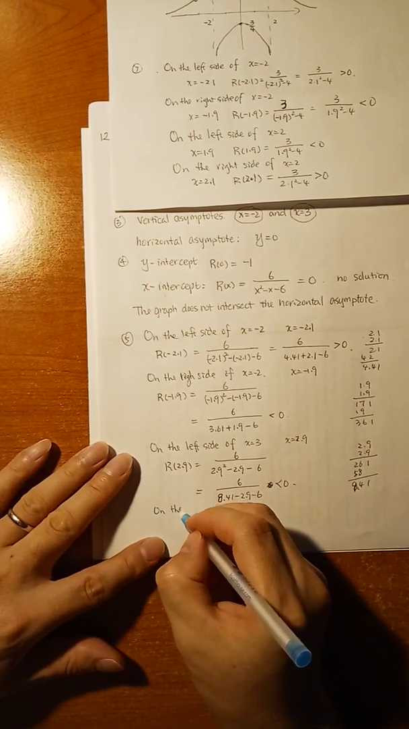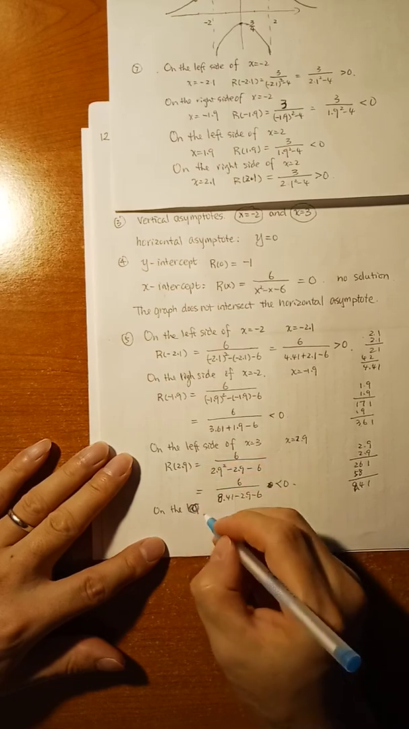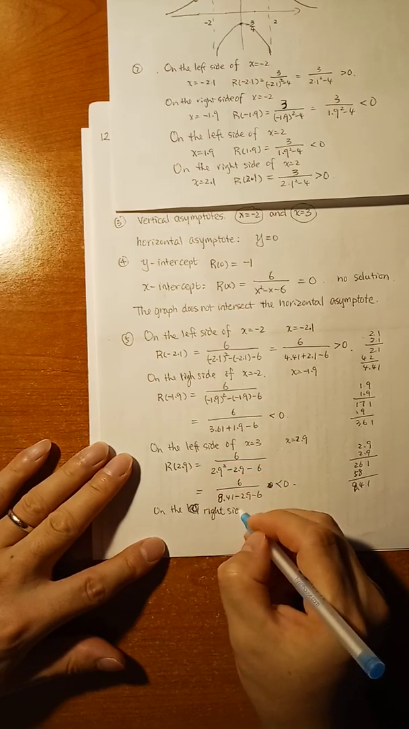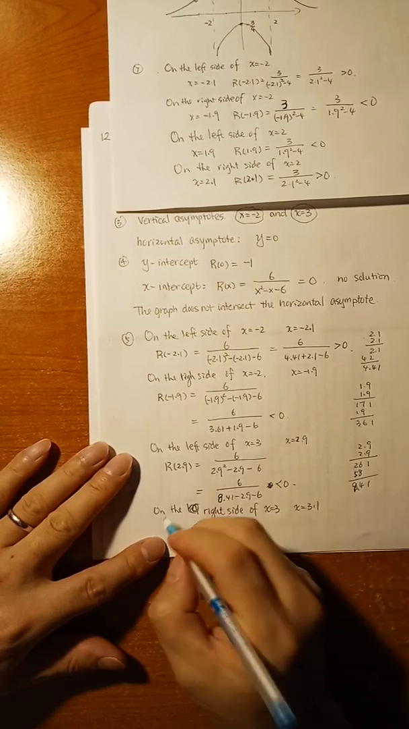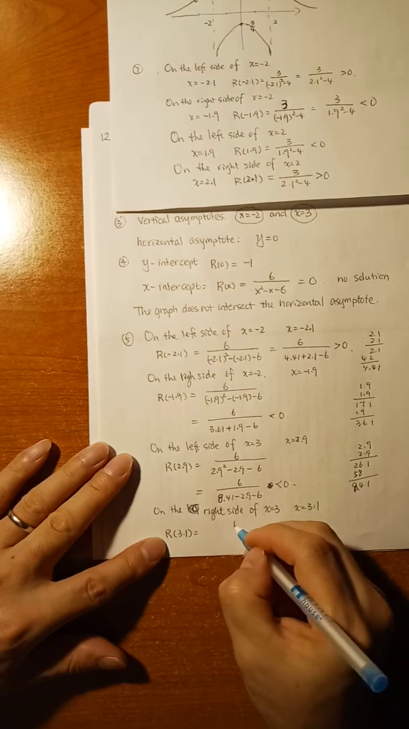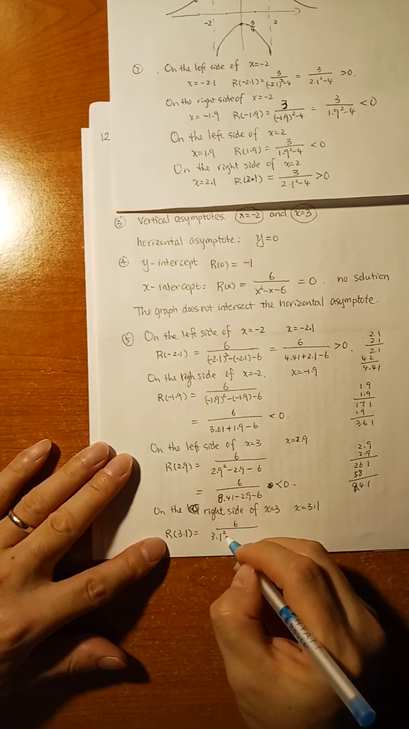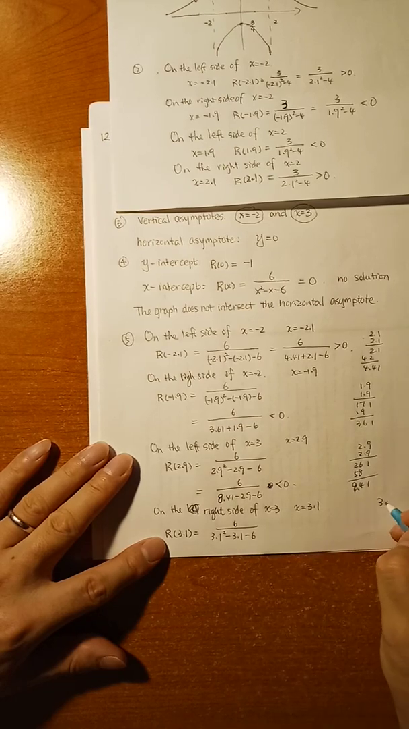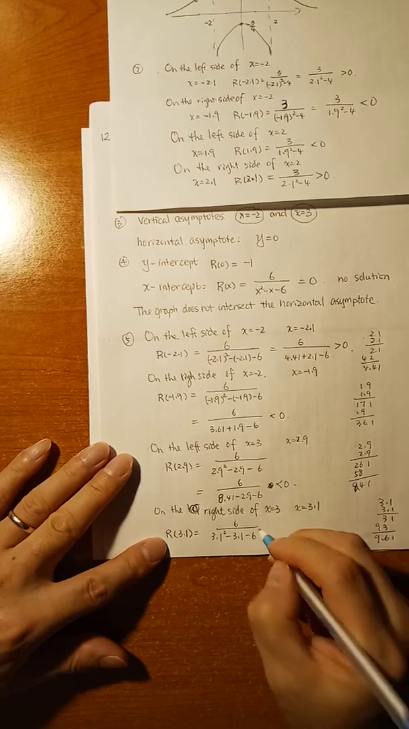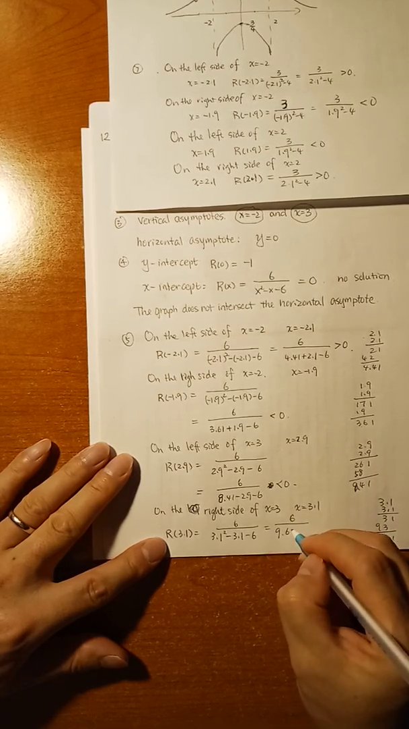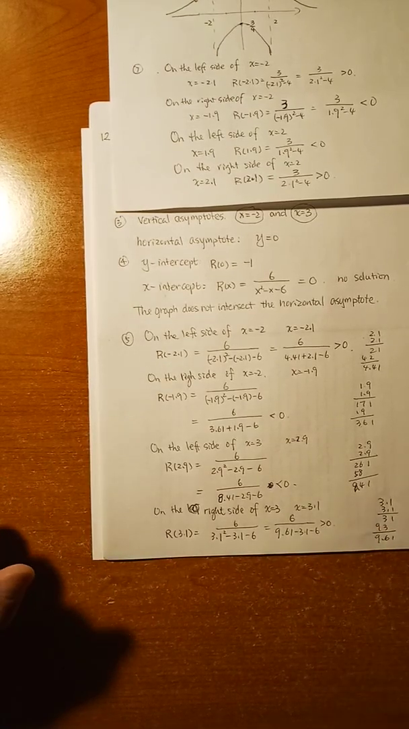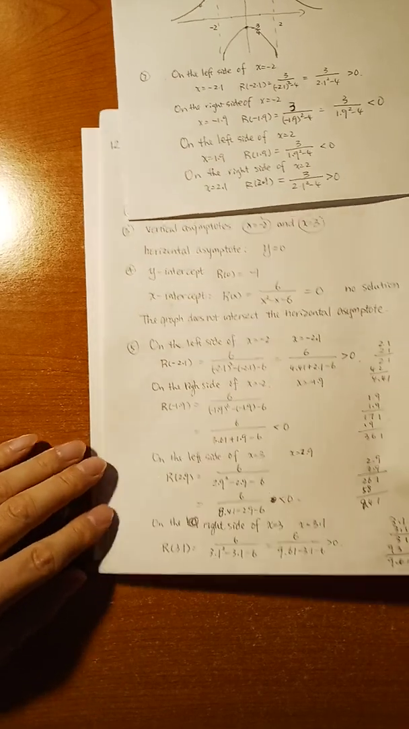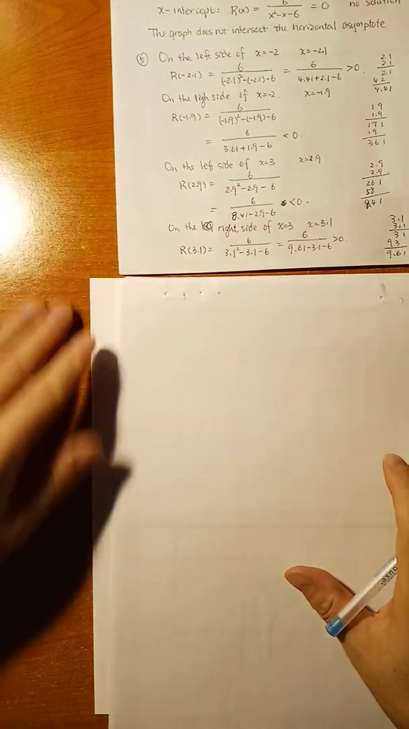So on the right side of x equal to 3, you can choose x equal to 3.1. So r of 3.1 is 6 over 3.1 squared minus 3.1 minus 6. 3.1 times 3.1 is 9.61. And this is positive. Okay, this becomes positive. Good. Once we get this, we're going to sketch the graph.